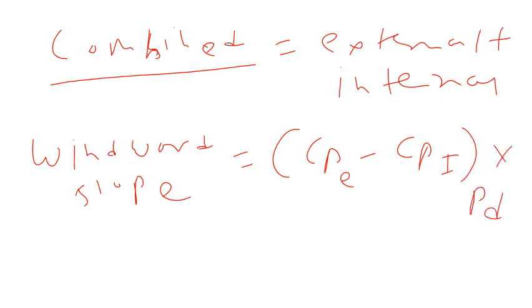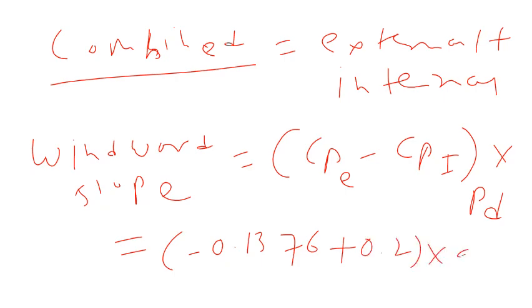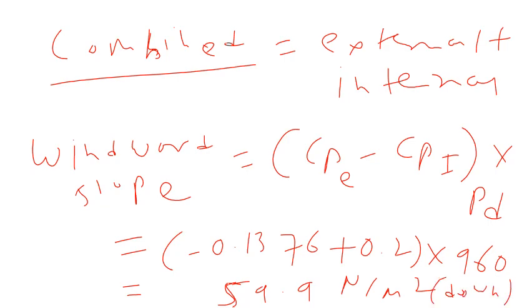If you consider this, CPE, external wind pressure for the windward slope, is minus 0.1376. Now consider the plus value, in this case 0.2, into 960, right? So if you calculate, this will come to 59.9 Newton per meter square. So this is a positive value, so this is down. Positive means the load will act downward, so 59.9.